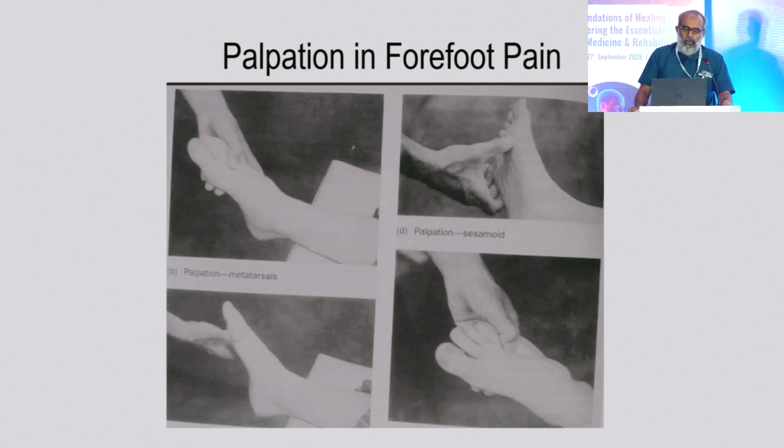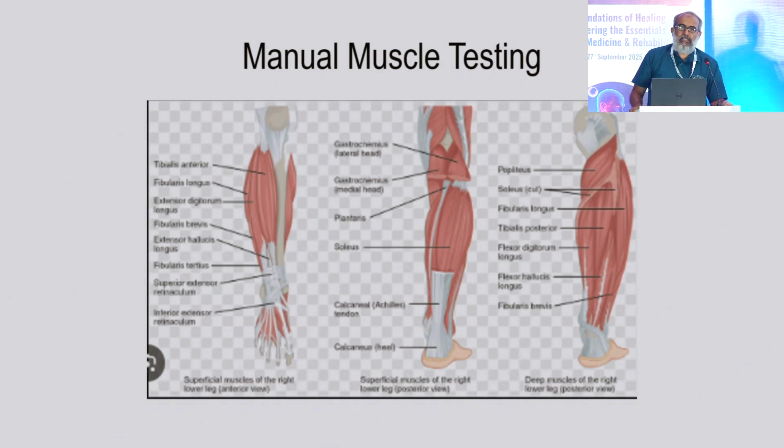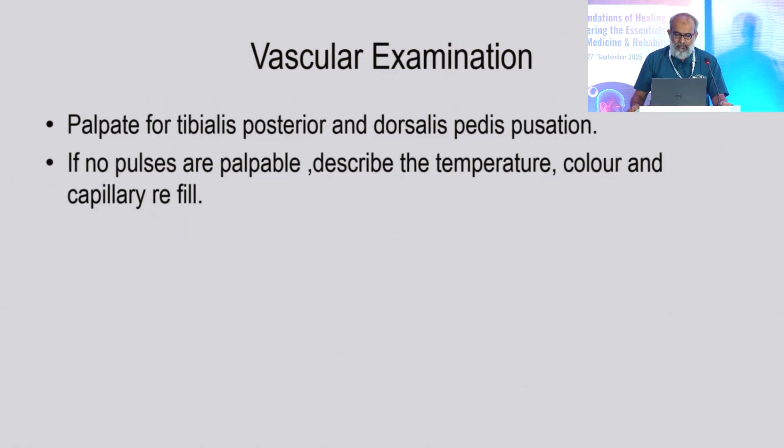Then for the forefoot, you can palpate for the sesamoid bones. You can palpate the MTP joints and Morton's neuroma. That we will come to later. Then manual muscle testing. You know all the muscles, the dorsiflexors, plantar flexors, inverters, everters, all the muscles. You must know the proper way to test them and you have to test all these muscles and do a proper vascular examination. And if you are not getting proper pulsation, then look for changes in temperature, color and capillary refill, because you suspect an ischemia.